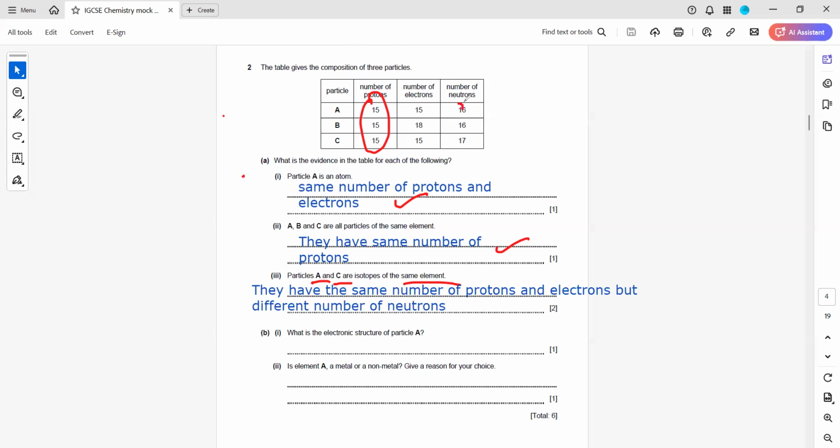The electronic structure of particle A. Particle A contains 15 protons, 16 neutrons, and 15 electrons. So what is the configuration of the atom? 2, 8, 5. First shell 2 electrons, second shell 8, and the third shell 5.